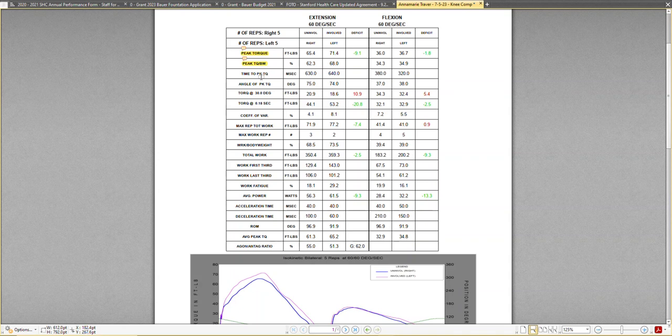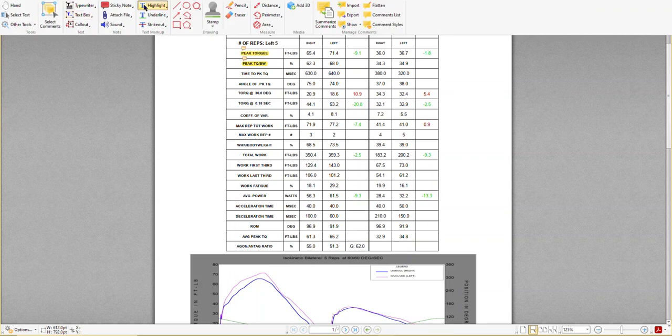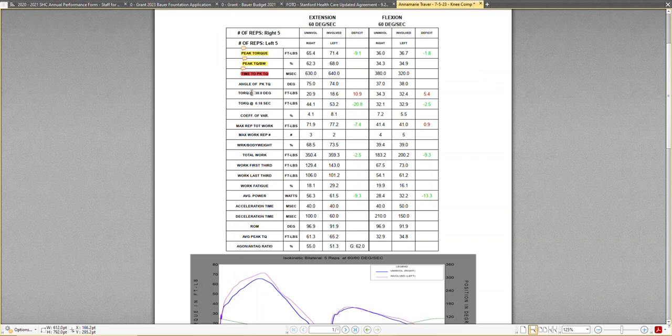So the next couple of metrics that you see, time to peak torque and torque at 0.18 seconds, again give you a gross estimate, but they're really not the most valid metrics when considering rate of force development. As such, I'll just highlight them in red. They're noteworthy, but really not too important because of their invalidity in an isokinetic test that's intended for strength.